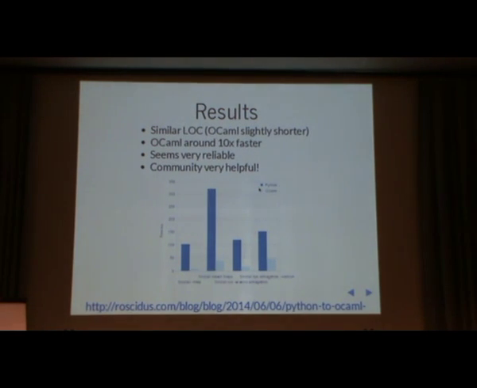And the results, the surprising one I think was the lines of code. You expect a static language is going to be longer. You're going to pay some overhead for that, and we didn't. It was actually very slightly shorter, but basically the same length, which is awesome. About 10 times faster in macro benchmarks, running actual complete runs from start to finish. Very reliable, excellent community. I had so much help on my blog and on Stack Overflow.